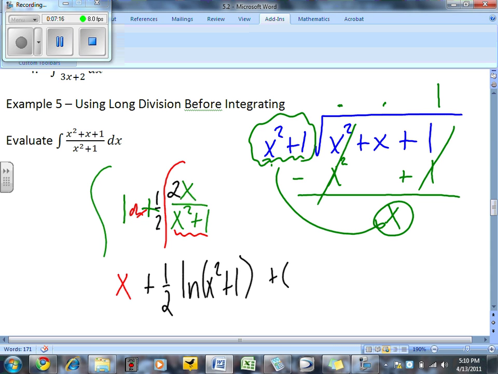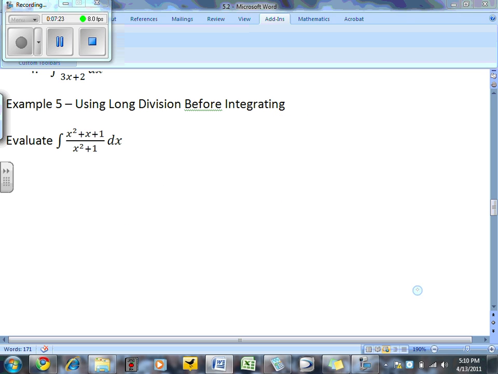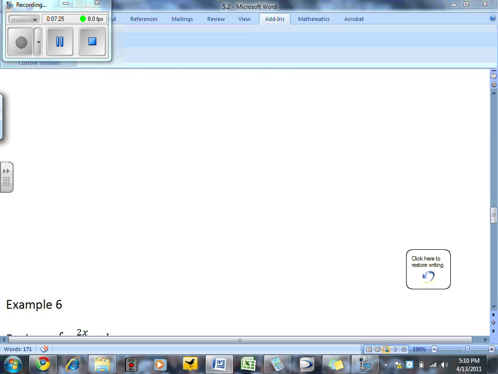All right, so just a quick review. If you get stuck on a problem like that, you can certainly work it out that way using long division.